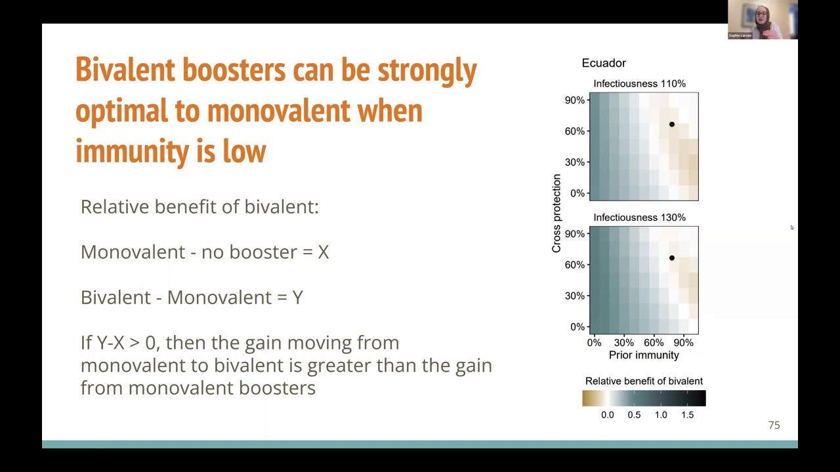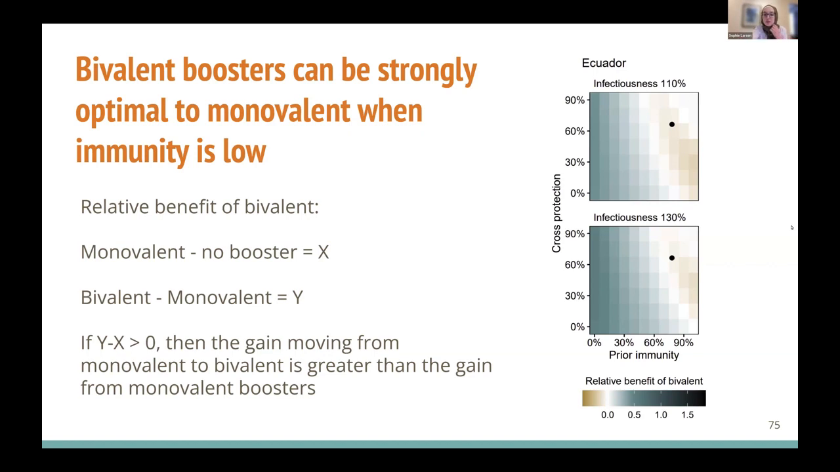And what we see, for example, for the true country parameters in Ecuador, is that we're getting diminishing returns. Every time I make a jump, I'm getting a diminishing return. But if we had pushed the cross protection and the prior immunity just a little bit lower, we would be in an area of the parameter space where you should really be upgrading to a bivalent booster, because just moving from monovalent to bivalent does even more than boosting with a monovalent itself.